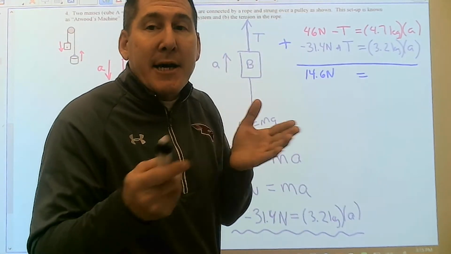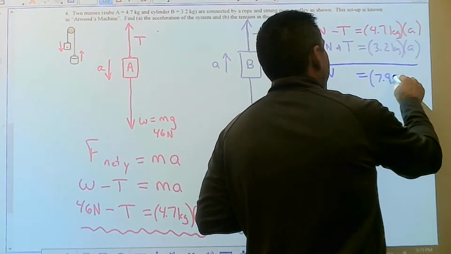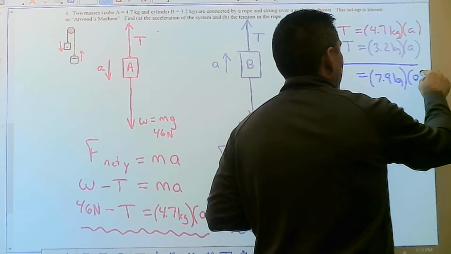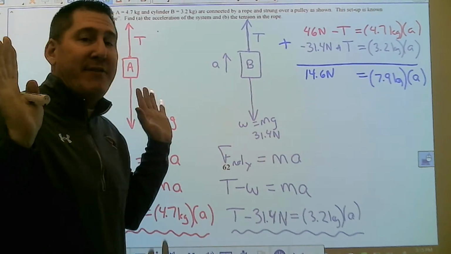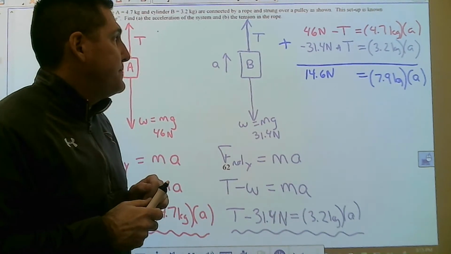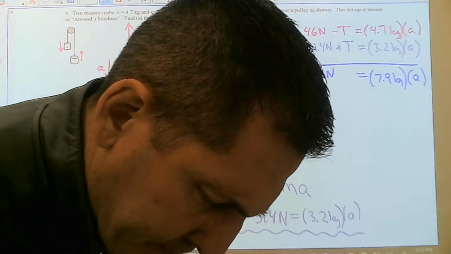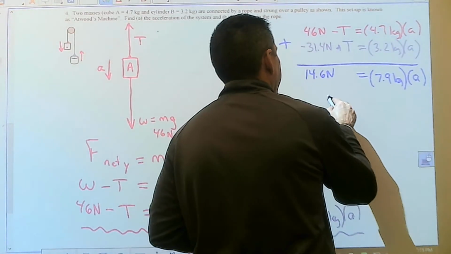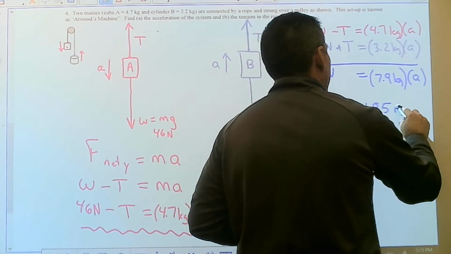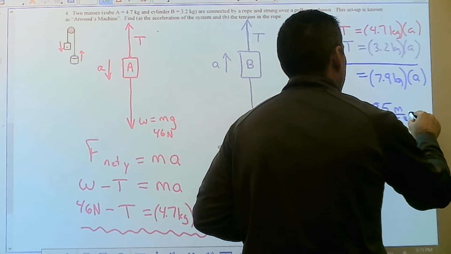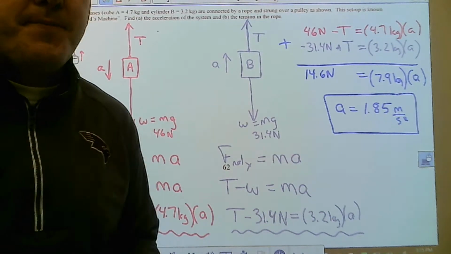So 4.7x plus 3.2x simply gives me 7.9x. But instead of x, of course, we're using a for acceleration. It's not 2a, it's not a squared, just 5x plus 3x is 8x. So now I divide my 14.6 by my 7.9, and I get 1.85 for my acceleration. Boom, just like that. Easy peasy.